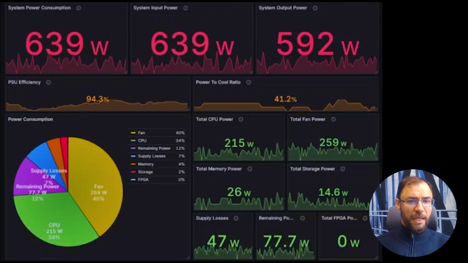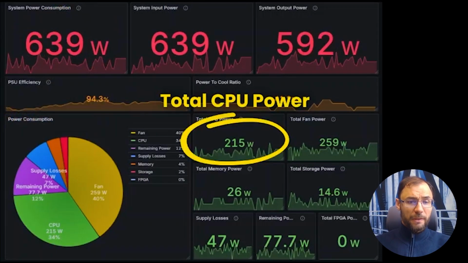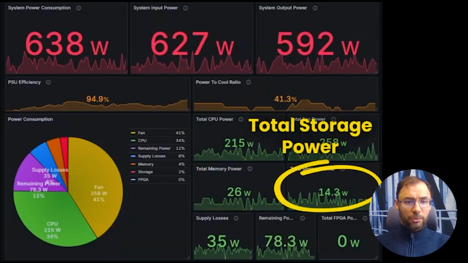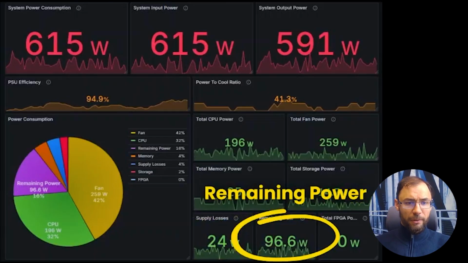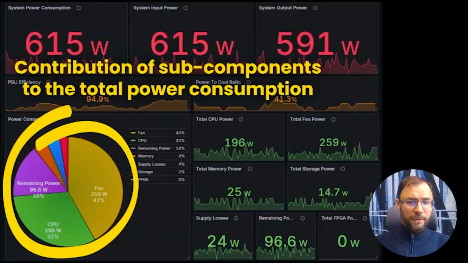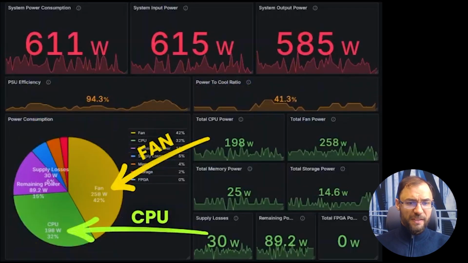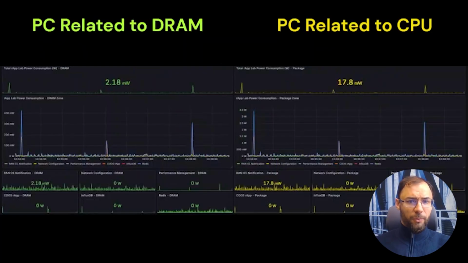Redfish telemetry enables us to gain insights into the hardware subcomponents covering system power consumption, total CPU power, total fan power, total memory power, total storage power, supply loss, and remaining power. We can also see the contribution of these components to the overall power consumption. Note that the fan and CPU consume the most. The next Grafana dashboard visible here is related to Kepler measurements captured in parallel to Redfish telemetry.